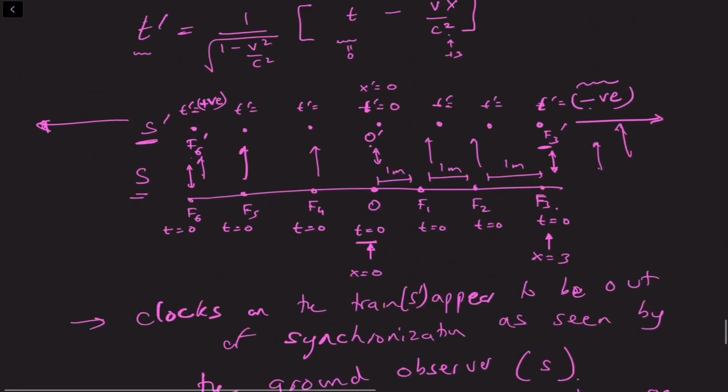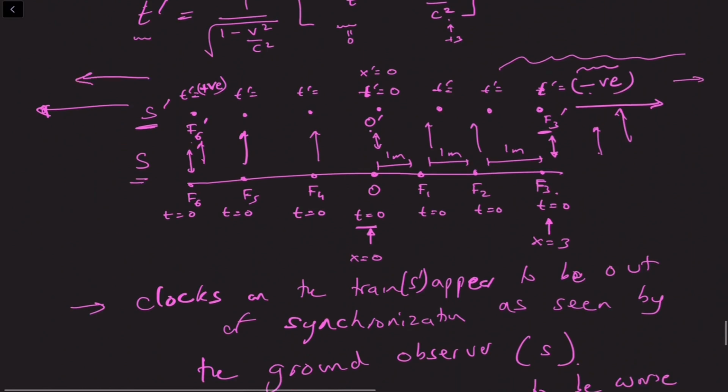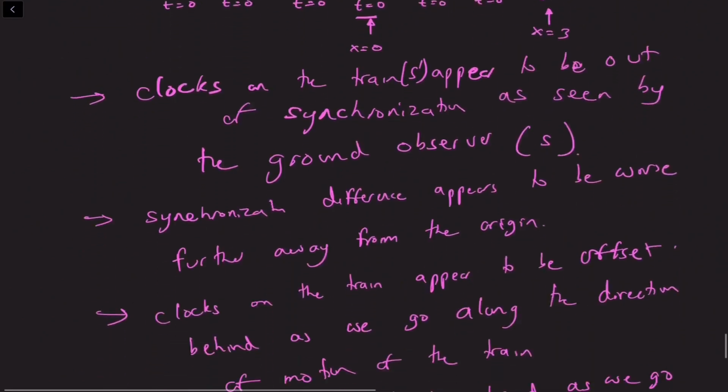Okay, so the clocks over here appear to be showing times earlier than t equals 0, and more and more early as you keep going to the right. And the clocks to the left appear to be showing times later than t prime equals 0, and more and more later as you go further to the left.